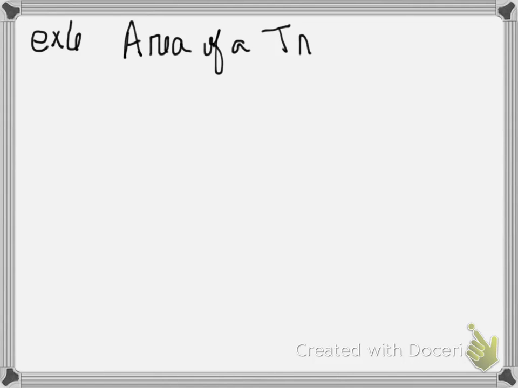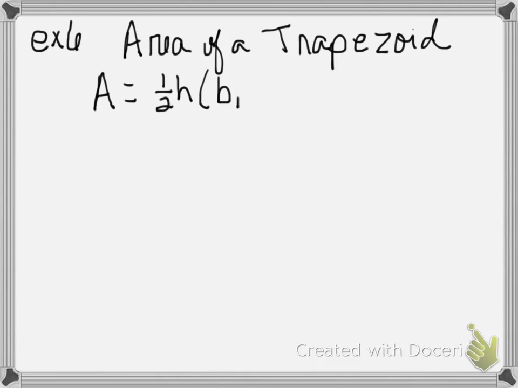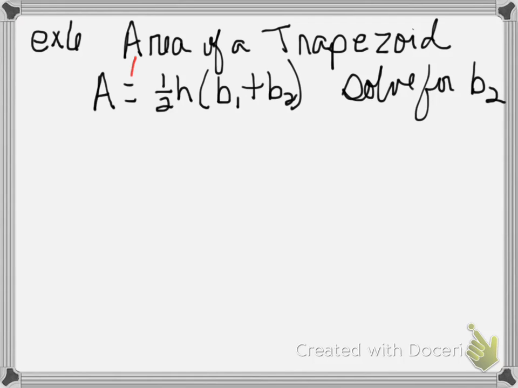Example 6, area of a trapezoid. The area of a trapezoid is A equals 1/2 h times (b1 plus b2), and we are going to solve for b sub 2. First, we have to get rid of that fraction of 1/2. To get rid of that fraction, we're going to multiply both sides by the reciprocal, 2 over 1. But because 1 is the denominator, we're just going to say 2.